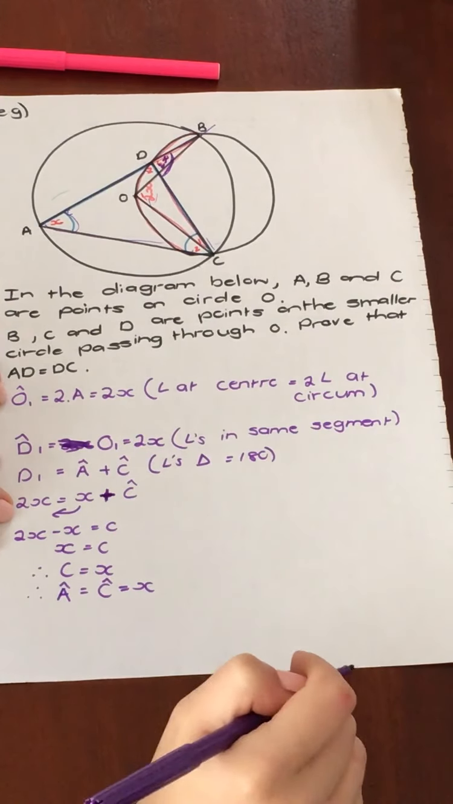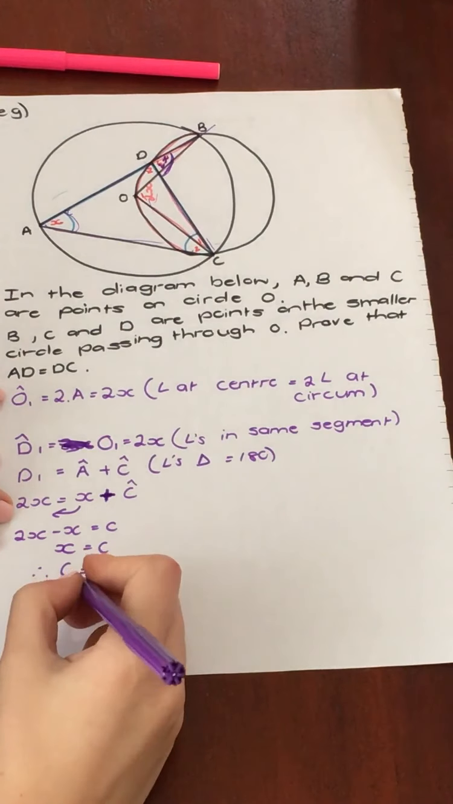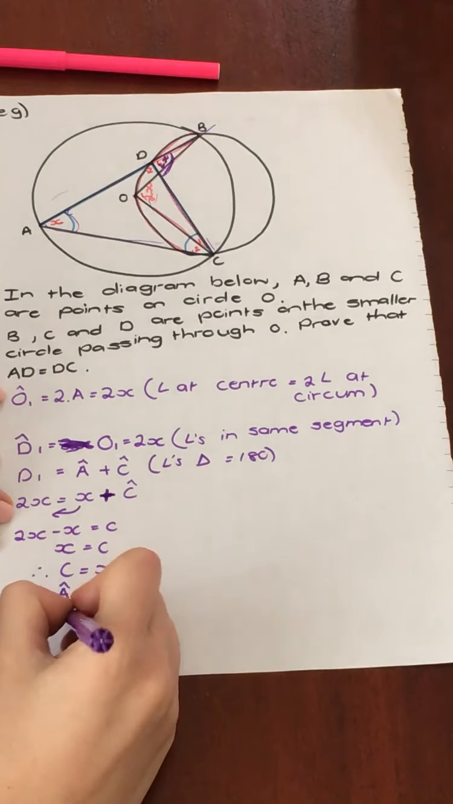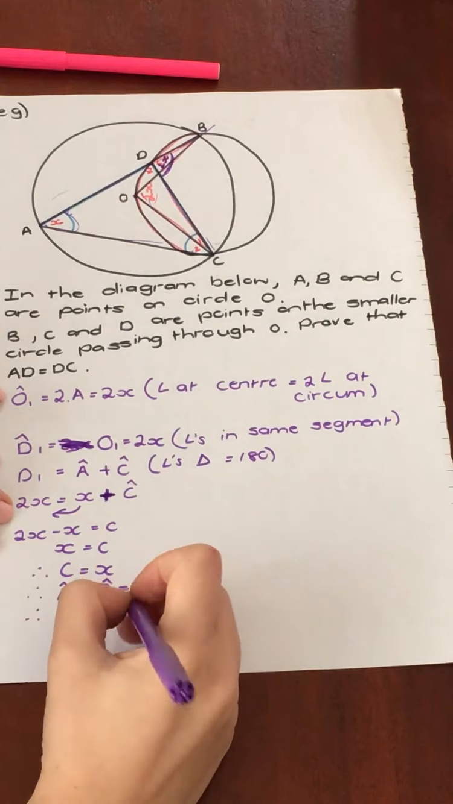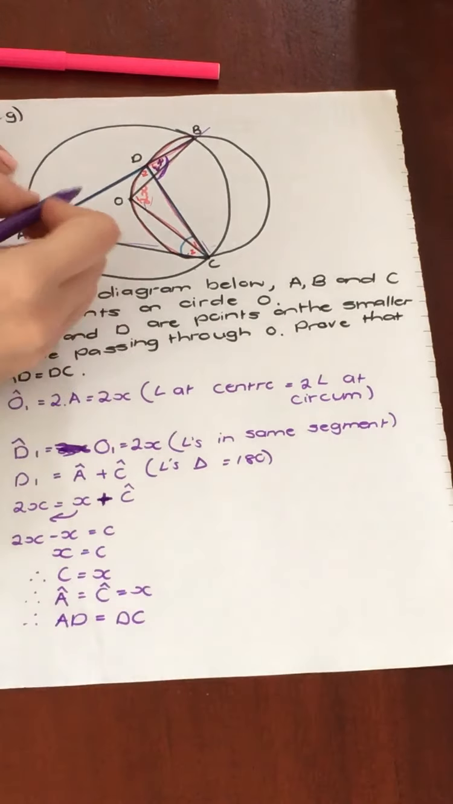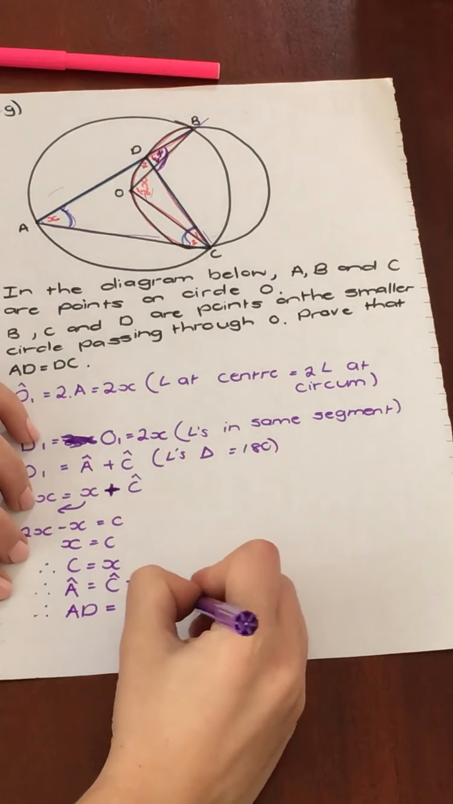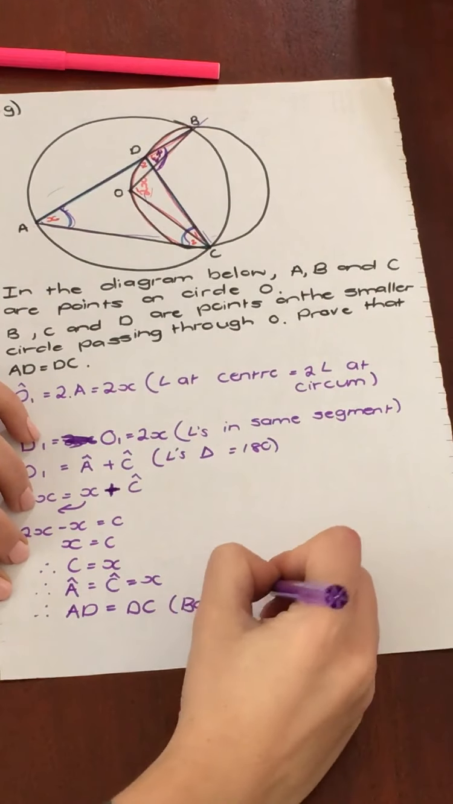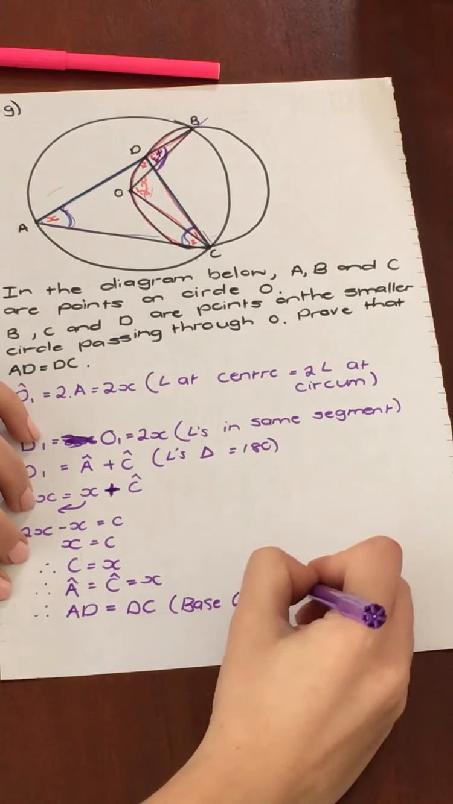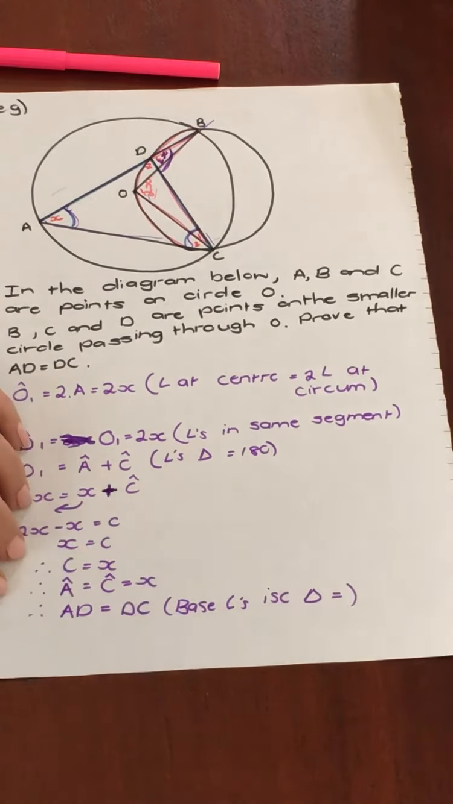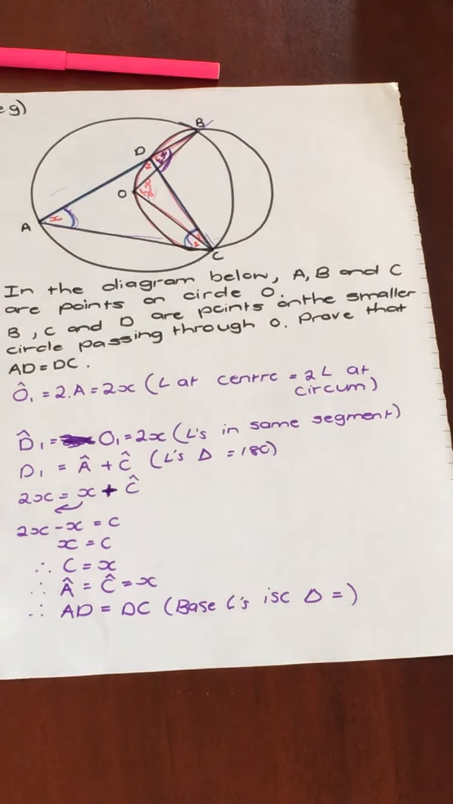You don't have to write any reason for that. So therefore, length AD must equal length DC, because this is an isosceles triangle. So I'm going to write base angles of an isosceles triangle are equal. Or you can say angles opposite equal sides are equal, so therefore the lines must also be equal. I hope that makes sense, and I'll get the next video on theorem 5.